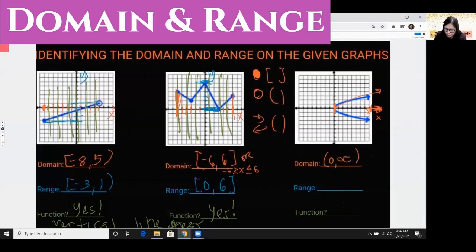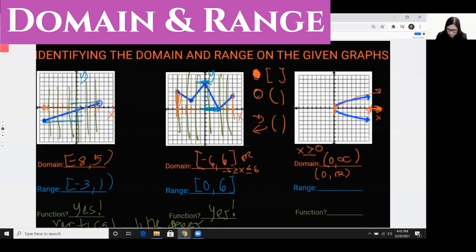Or you may also write your answer as 0 to all positive real numbers. Since it starts with 0, x is greater than or equal to 0. All numbers going in that direction are included in the domain, infinitely.